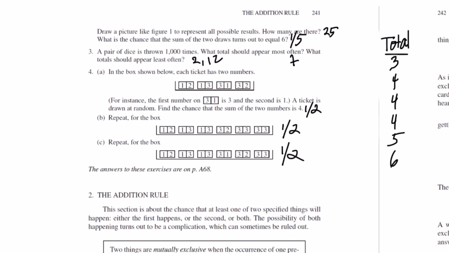And I think I messed up part B. Let's do part B again. With the chances of pulling a ticket that's a 4 in part B. So let's see. 3, 4, 4, 5, 6, 6. So there's only 2 4s. 2 of the 6 were 4s. So 1 in 3.